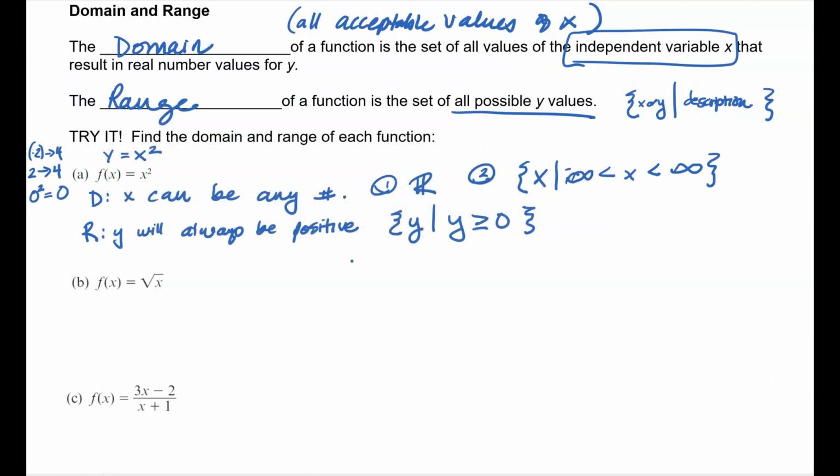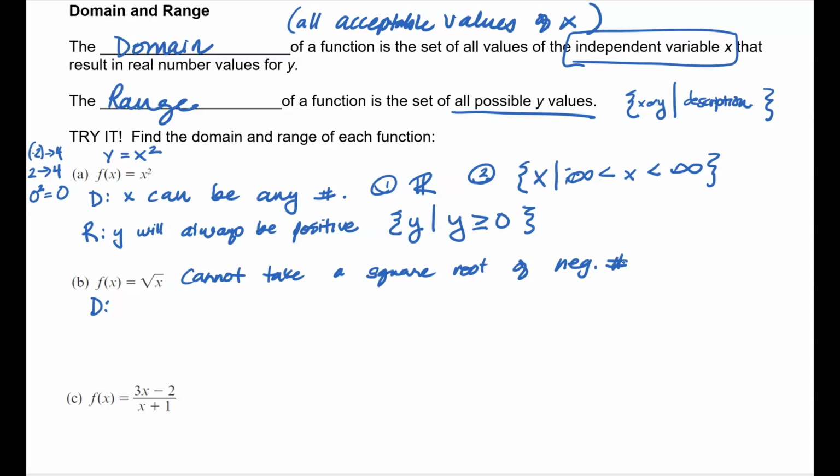So the second one, f of x equals square root of x. For our domain, think of acceptable values for x. You cannot take a square root of a negative number. That's something to think about: anytime you have a square root in your problem, it's going to affect your domain.